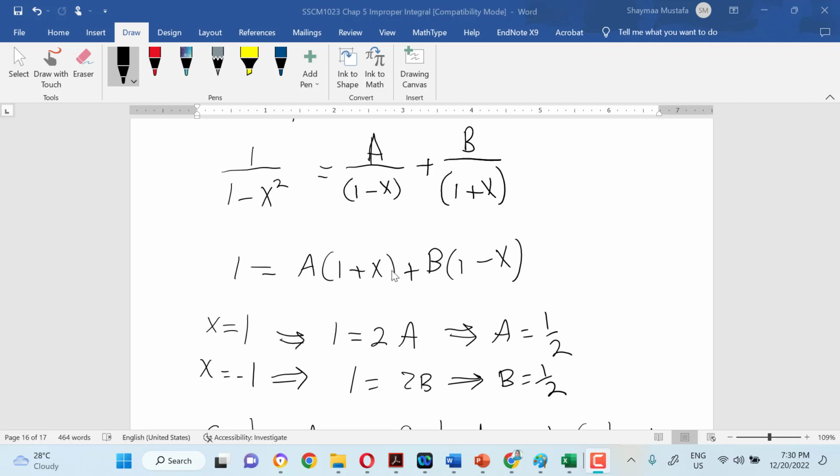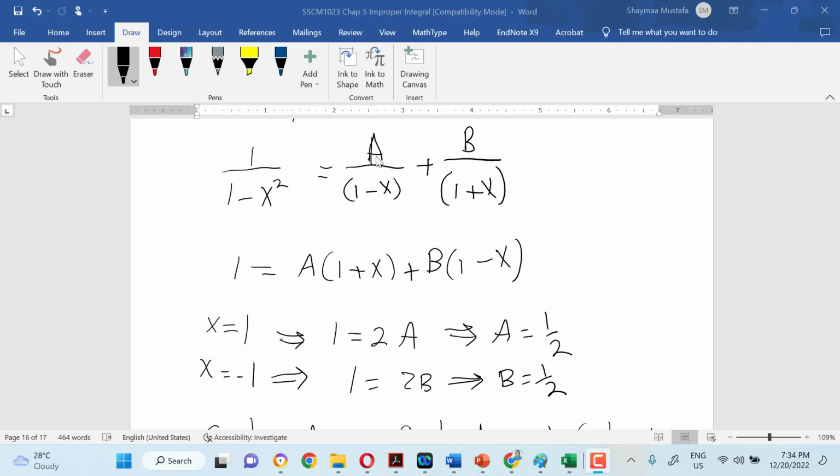Now x equal to minus 1. 1 minus 1 is 0. So this term goes to 0. So 1 minus minus 1, which is 2. 1 is equal to 2B. So B is equal to 1 over 2. So the value of B is 1 over 2. The value of A is 1 over 2.